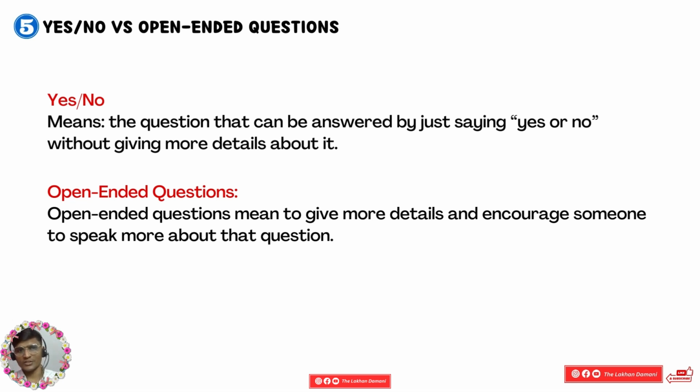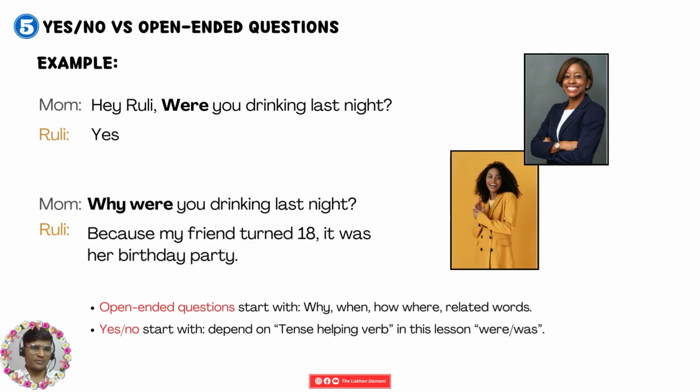It is very interesting. Yes or no. A yes-no question can be answered by just saying yes or no, right? Were you at the party? Yes or no? So without giving more detail. Open-ended, you have to give more detail to encourage someone to speak more about this specific question that you have asked. For this, I have to help you in this page.